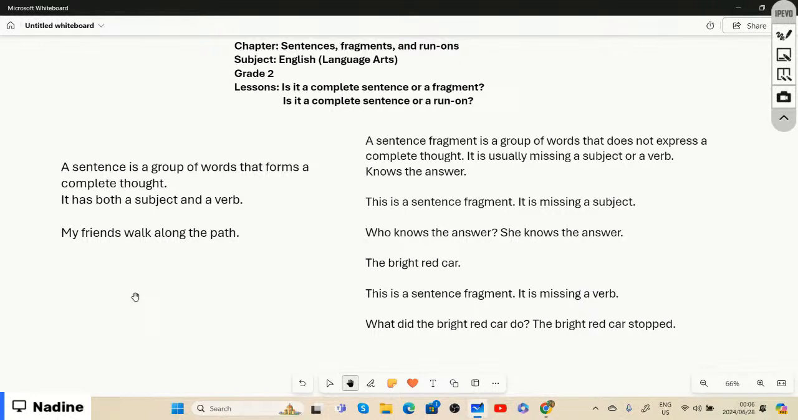All right, so our chapter is sentences, fragments, and run-ons. Our subject is English Language Arts, grade 2. And the lessons that we are going to be focusing on are: is it a complete sentence or a fragment? And is it a complete sentence or a run-on?